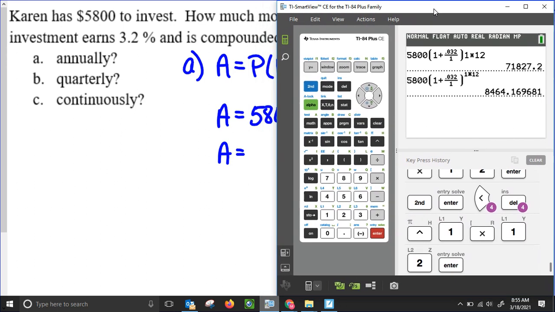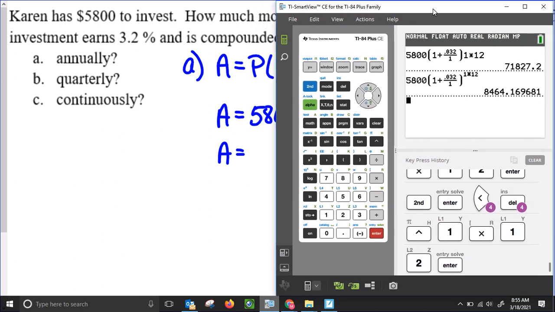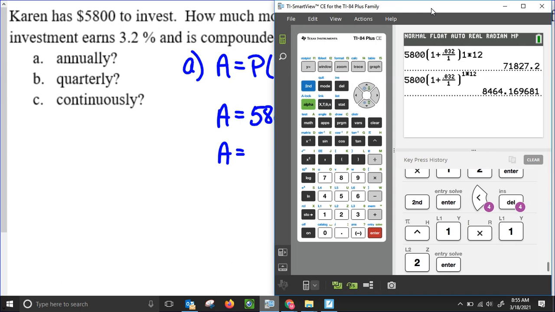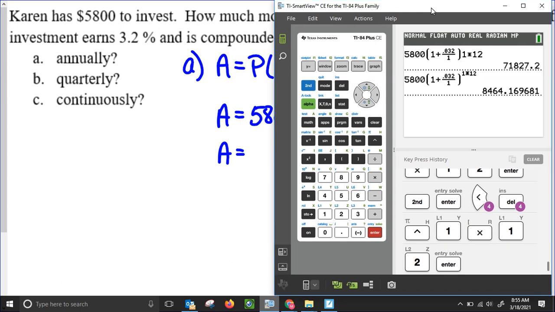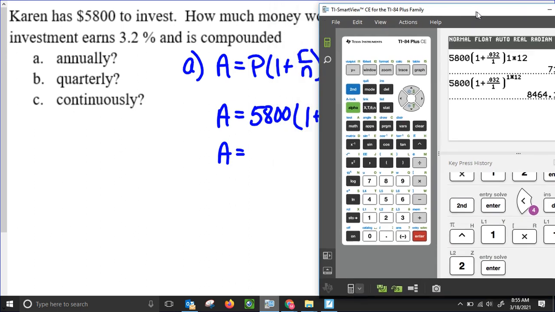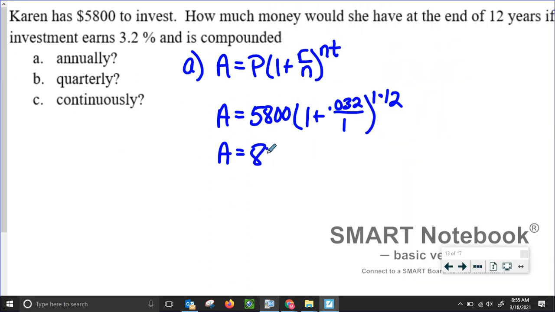With money, round to 2 decimal places. Normally I want you to round to 3 decimal places, unless the situation dictates otherwise, which money obviously does. So 8464.17. That's A.